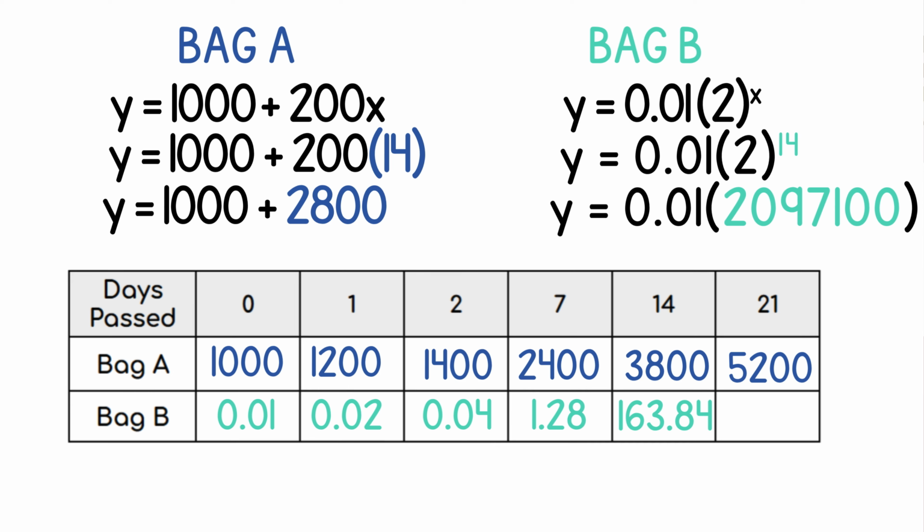When we multiply it by the penny, we get $20,971. So it's a lot less than the million that we just had, but it's more than bag A. So it looks like the longer that we let this bag grow, bag B will have a lot more money. It's growing at a lot faster of a rate.